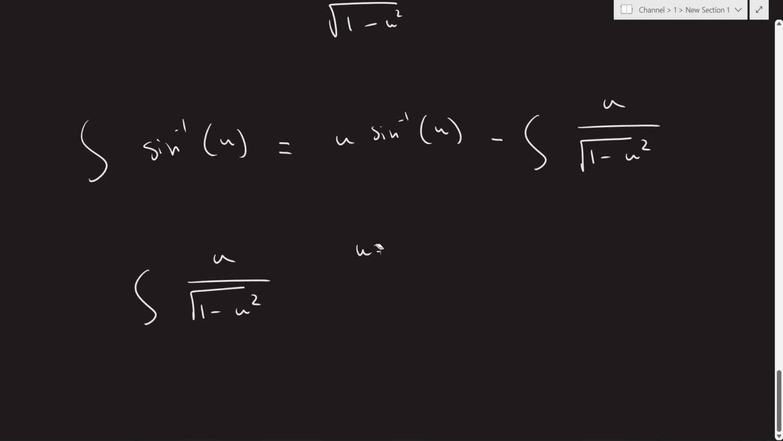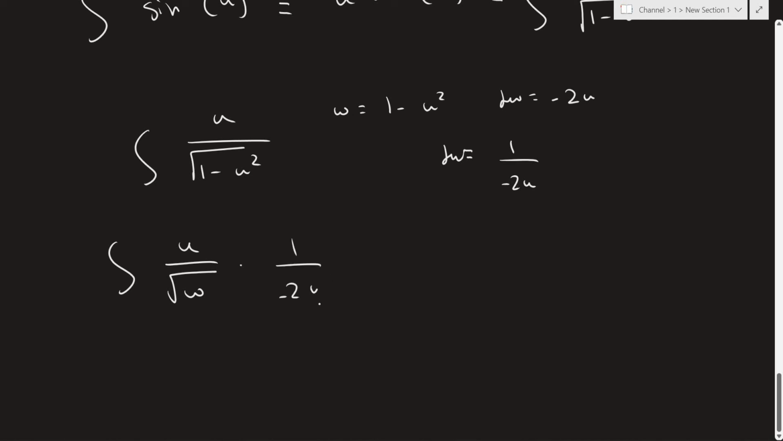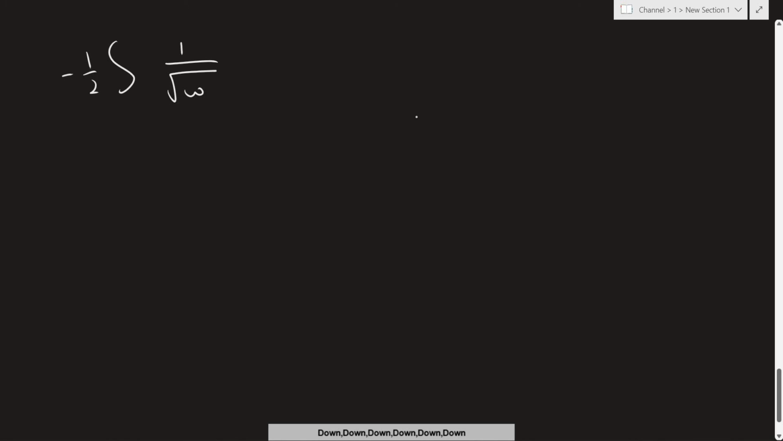So let's do that. Actually we need another letter now. So let's choose w is equal to 1 minus u squared. So dw will be negative 2u, and du will equal to 1 over negative 2u. So let's rewrite it. It's going to be u over radical w times 1 over negative 2u. We can cancel the u here, and negative half can go outside. Okay, so negative half goes outside. And now we need to integrate 1 over radical w. So 1 over radical w is just 1 over w power half.